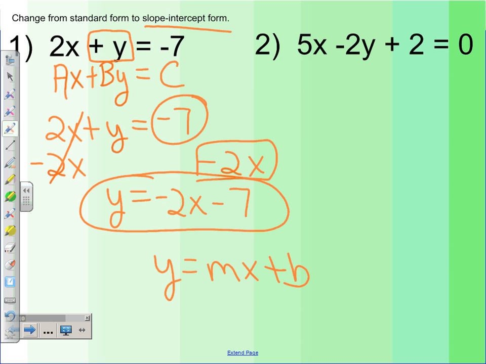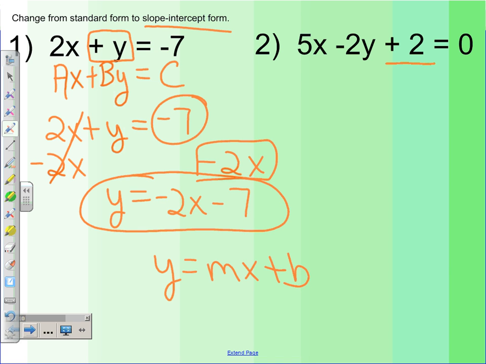The second example, 5x minus 2y plus 2. It's not exactly in standard form, but it almost is. It's just that our 2 is on the left side, which eventually will be our constant. On the right side, we know that it becomes its opposite. So really on this problem, I can do 2 steps in one.